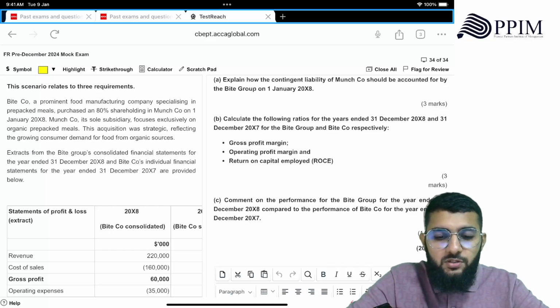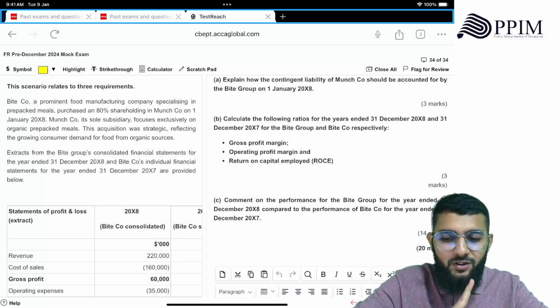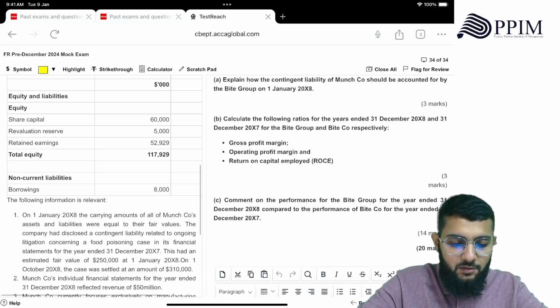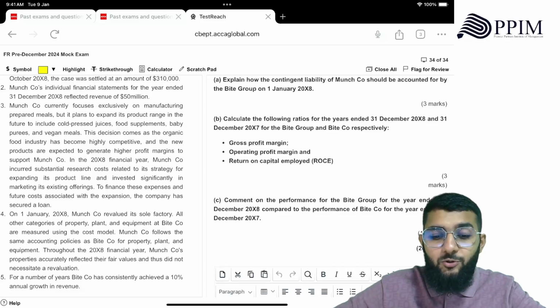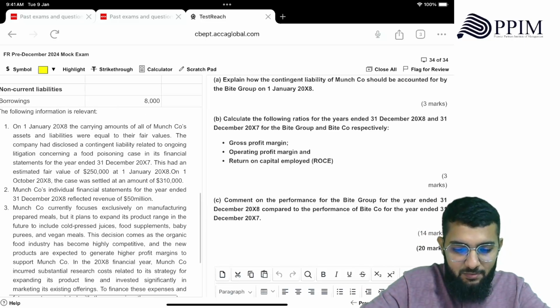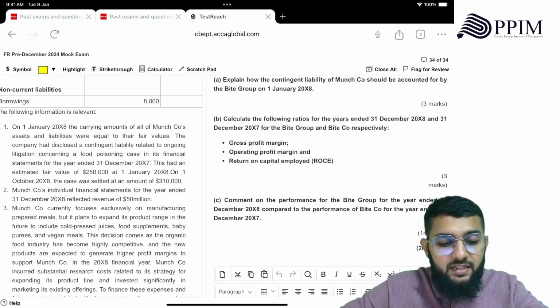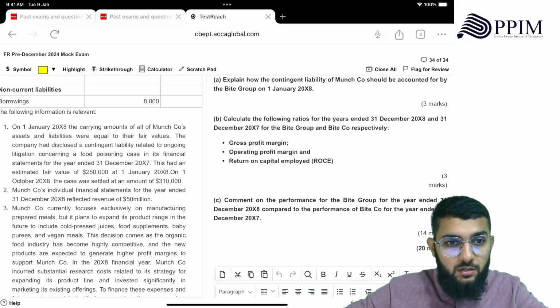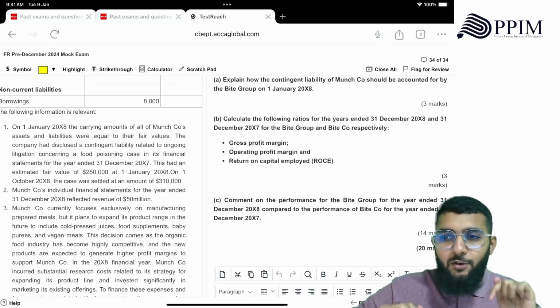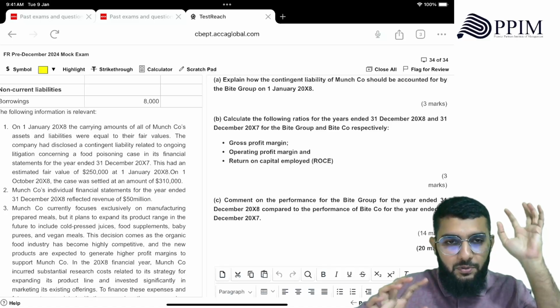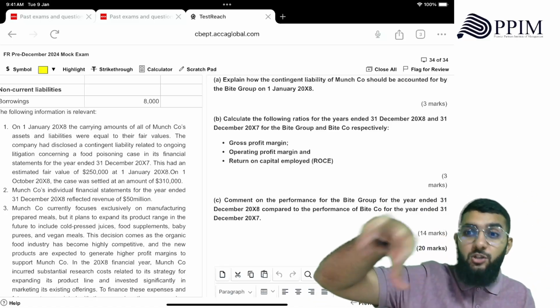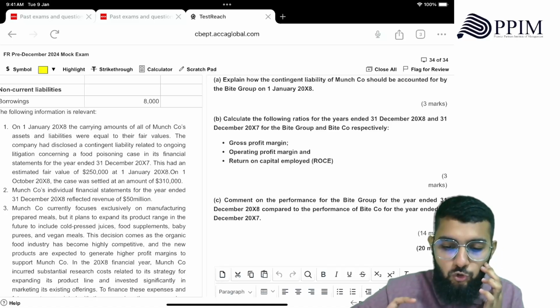Okay, so this question, as I told you, group interpretation, right? They've given some information and what they're saying, explain how the contingent liability of Munchco should be accounted for by the Byte group on 1st of January. There is a contingent liability component. The first note, on 1st January 28 said the carrying amounts of all Munchco's assets and liabilities were equal to their fair values. The company had disclosed a contingent liability related to ongoing litigation concerning a food. Now you see this also gives you the contingent liability effect there from the study planner. Please read through that for a complete understanding of how fair value adjustments work in your acquisition and group accounting component.